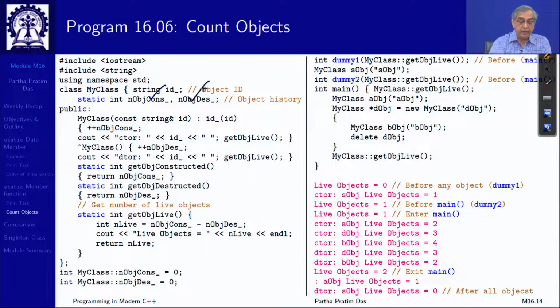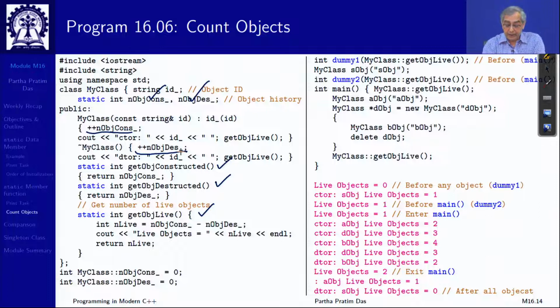I have these 2 in the private section, and I have the way to get them. Obviously, I will not have a way to set them, because I cannot allow the programmer to change either the number of objects constructed or the number of objects destructed. That will have to happen either in the constructor or in the destructor. Right? I can only read them, take their difference, and say how many objects are there.